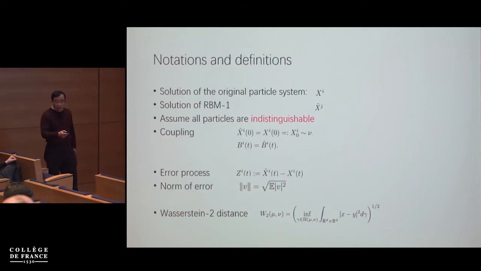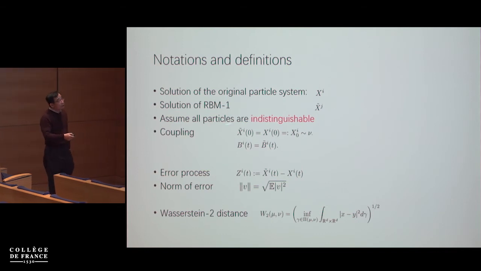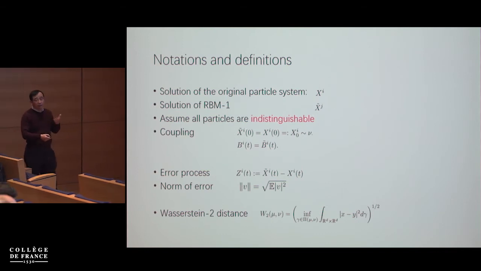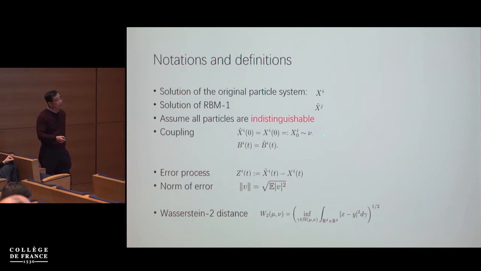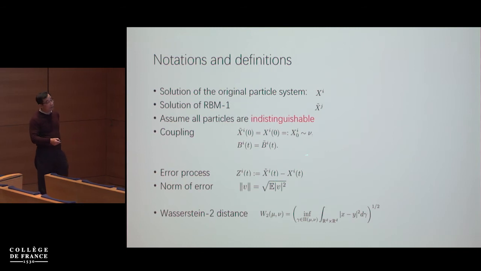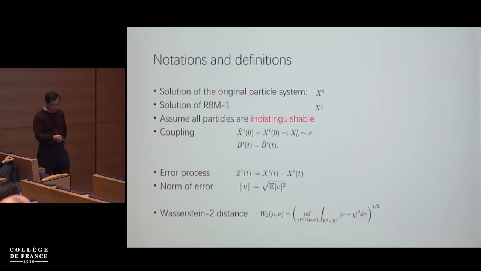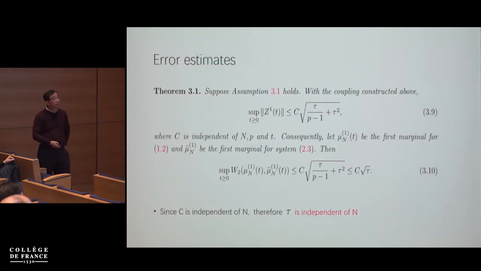All right, so here are very simple notations. The analytic solution is xi, the numeric solution is xi tilde. We assume all the particles are indistinguishable, all right? You take the difference between these two, the numeric solution and the analytic solution. These are vectors. You take the L2 norm, take the expected value, square root, so that's my norm. That's my error. Well, it turns out if you have the error for this quantity, then it implies error for this W2 distance.